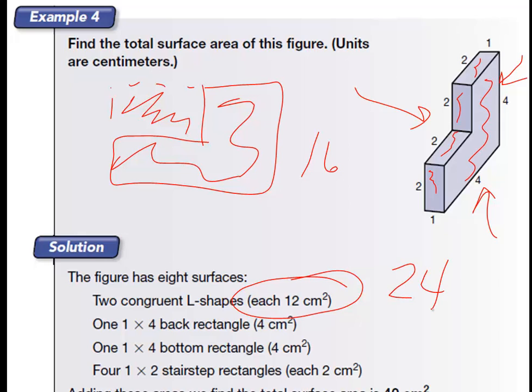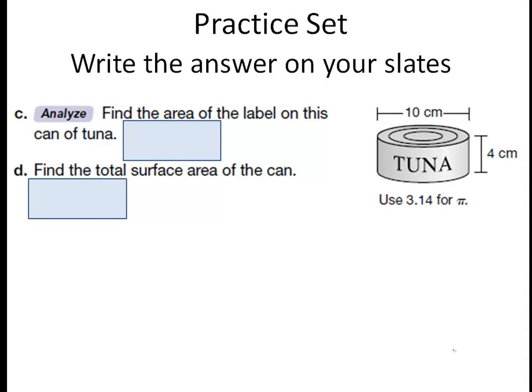Then you've got the back, this back piece right here, which is 4. Then you have the bottom piece right here, which is 4. And then you have these pieces right here, which are all 2, and there's 4 of those, so that equals 8. When you add all of that up, you get 40 centimeters squared. Hopefully you got that answer. It's a little bit of a puzzle, but you should be able to do this at this stage. All right. Let's do two more practices on your own and then do your TIDs.